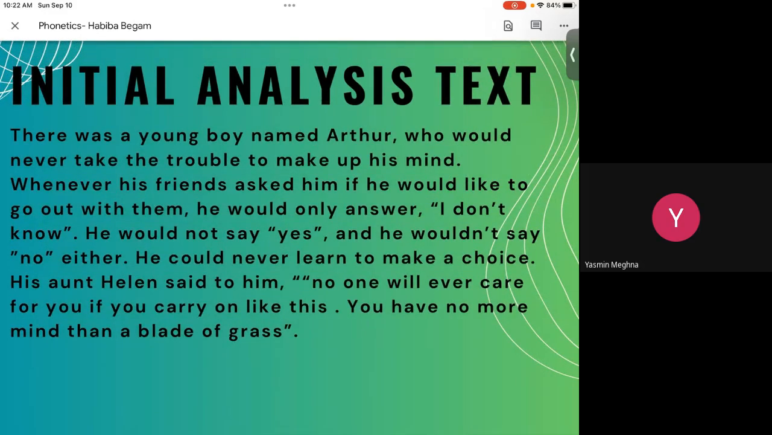A young boy named Arthur who would never take the trouble to make up his mind. Whenever his friends asked him if he would like to go out with them, he would only answer, I don't know. He would not say yes, and he wouldn't say no either. He could never learn to make a choice. His Aunt Helen said to him, no one will ever care for you if you carry on like this. You have no more mind than a blade of grass.